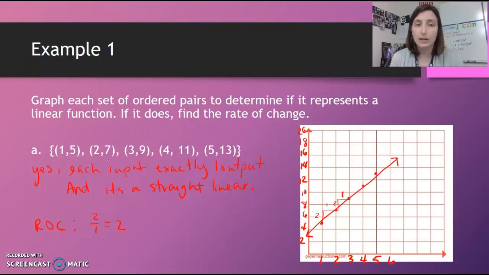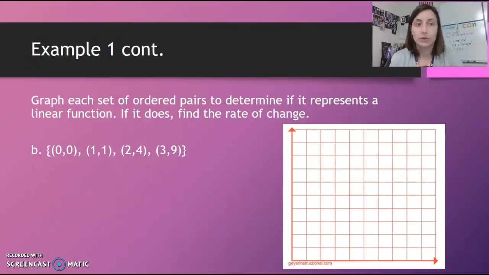Again, the other way, I have a whole list of points. I can do 7 minus 5 over 2 minus 1 and get 2 over 1, which equals 2. And I can do that with any 2 points in that list. I just have to pick 2 of them. But my rate of change is 2. And so that is the end of example 1. Well, the first part of example 1.